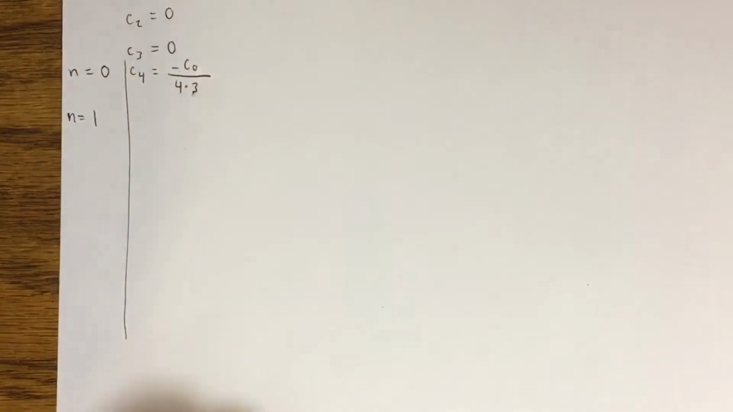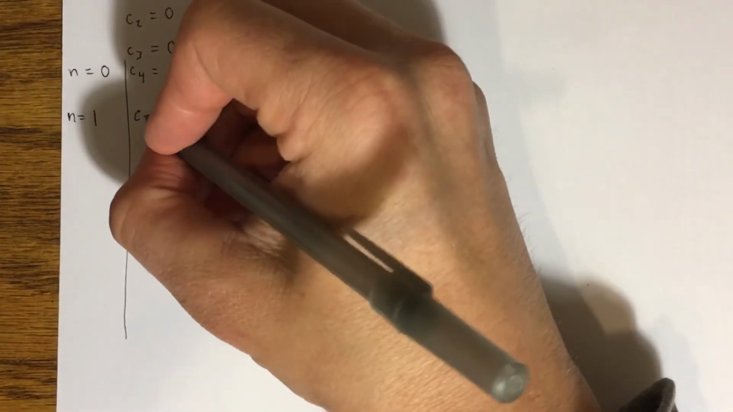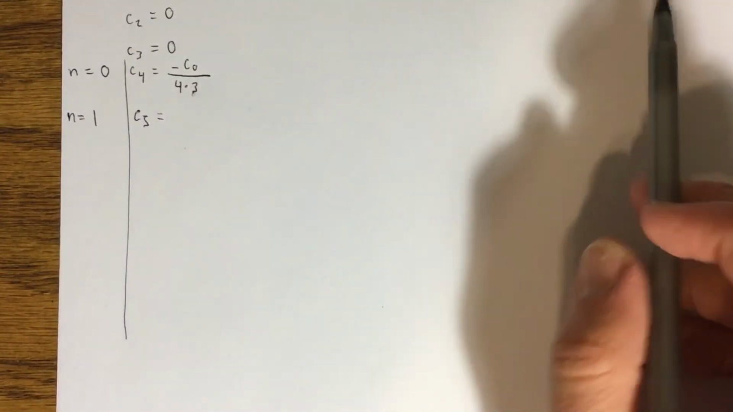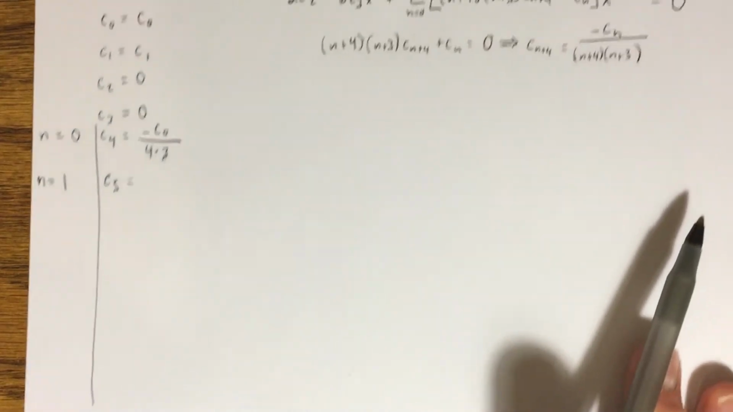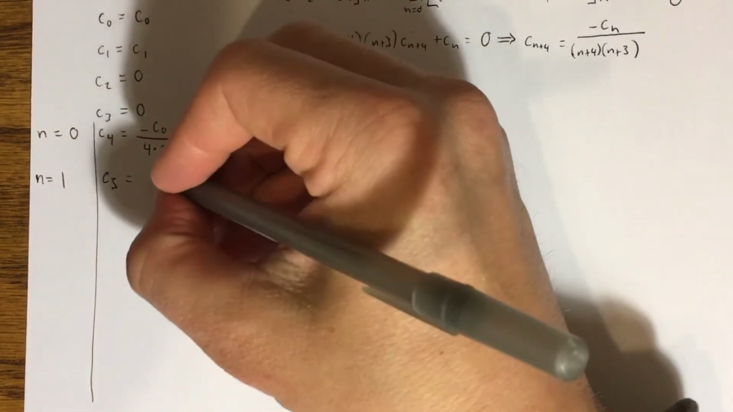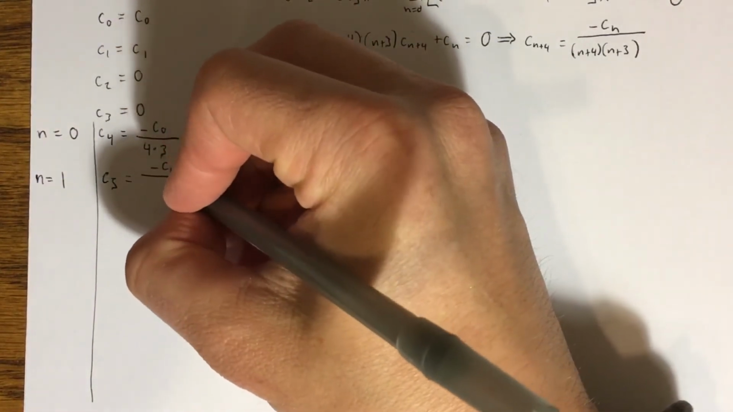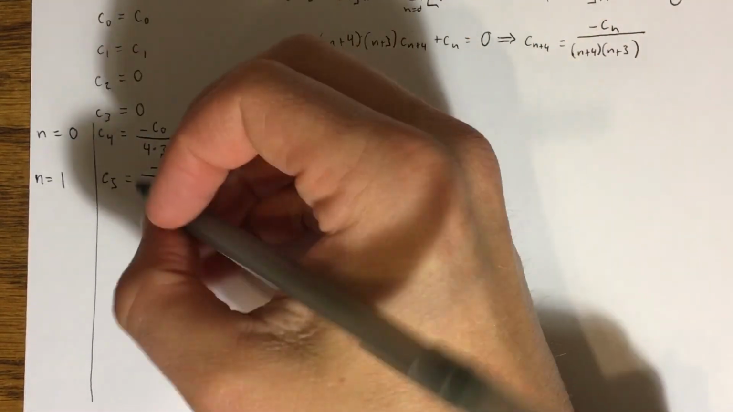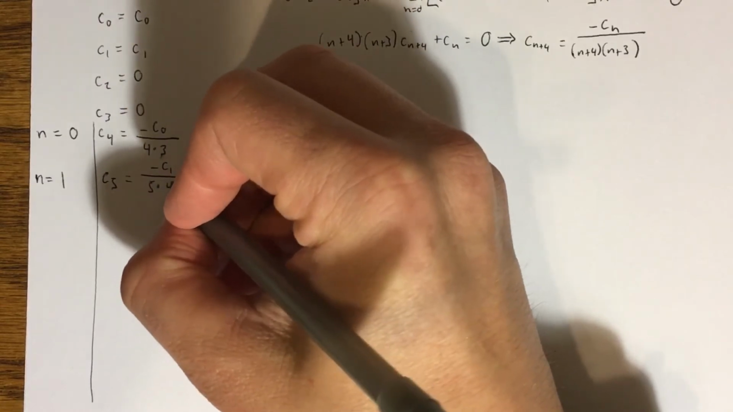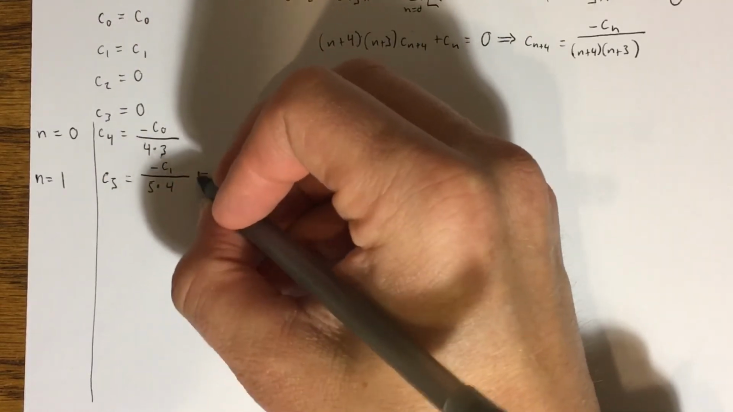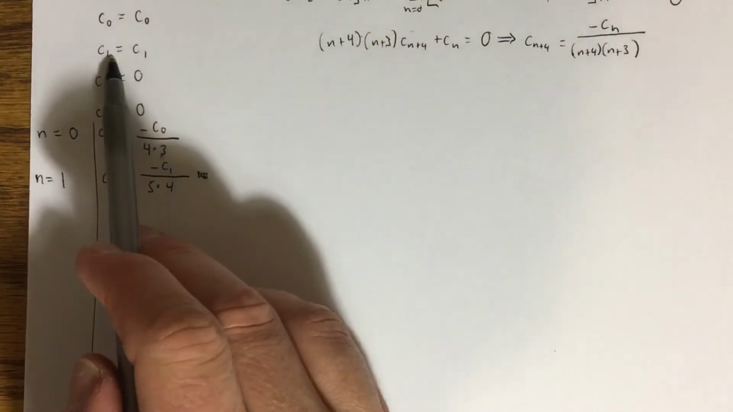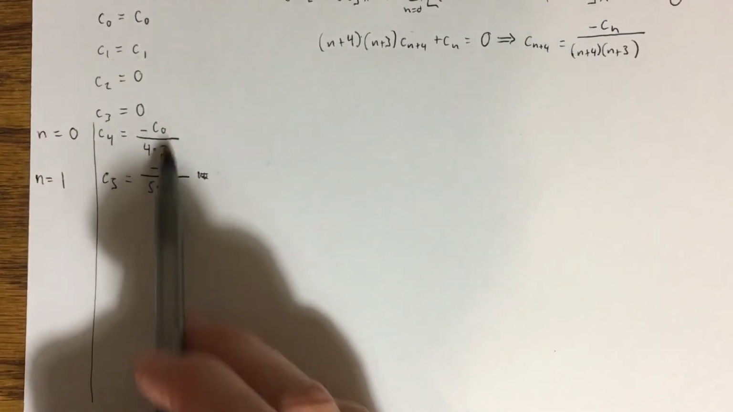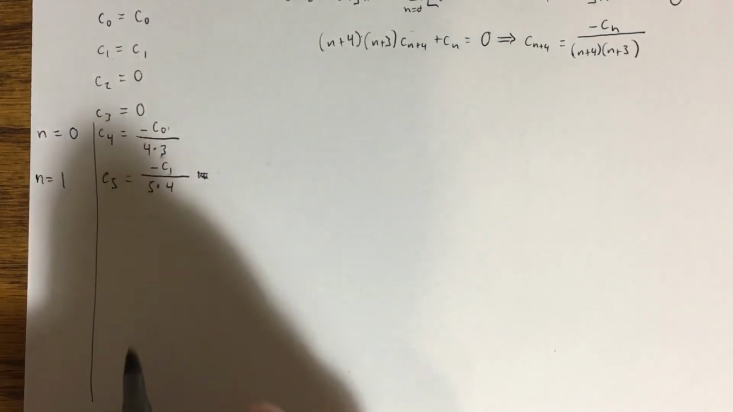So let's plug a 1 in. That's going to give me C5, which is equal to negative C1 over, plugging a 1 in, 5 times 4. And actually, that's enough. C1 is just C1. There's no substitution to be made for either of these, C0 or C1.